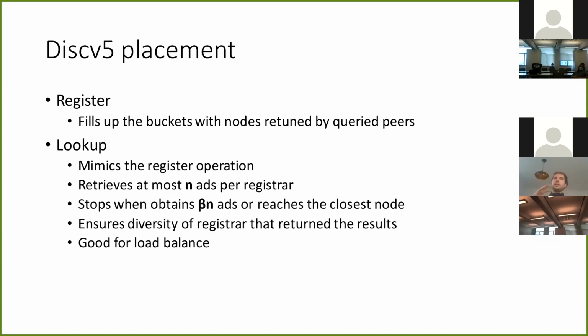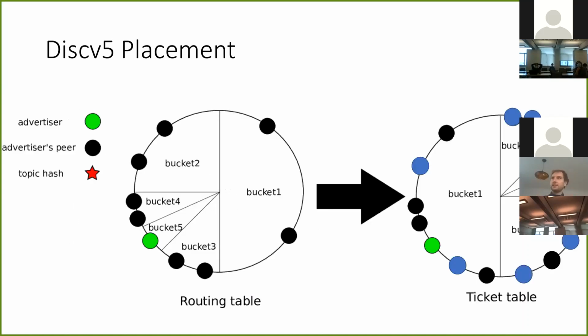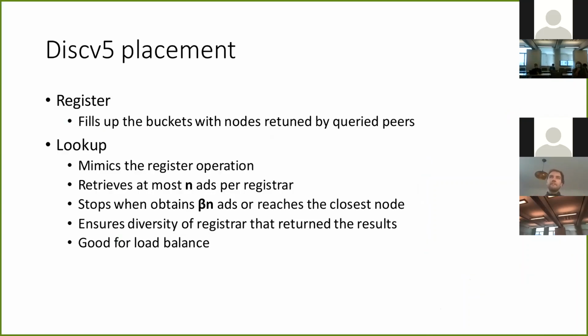Right, so we have the registration, as I presented before, and the lookup is basically the same. So again, if you're looking for a specific topic, you just take the routing table, create a new ticket table, and then ask a random node in bucket 1, by the way, give me some additional peers. Then you move to bucket 2, 3, 4, 5, and so on.